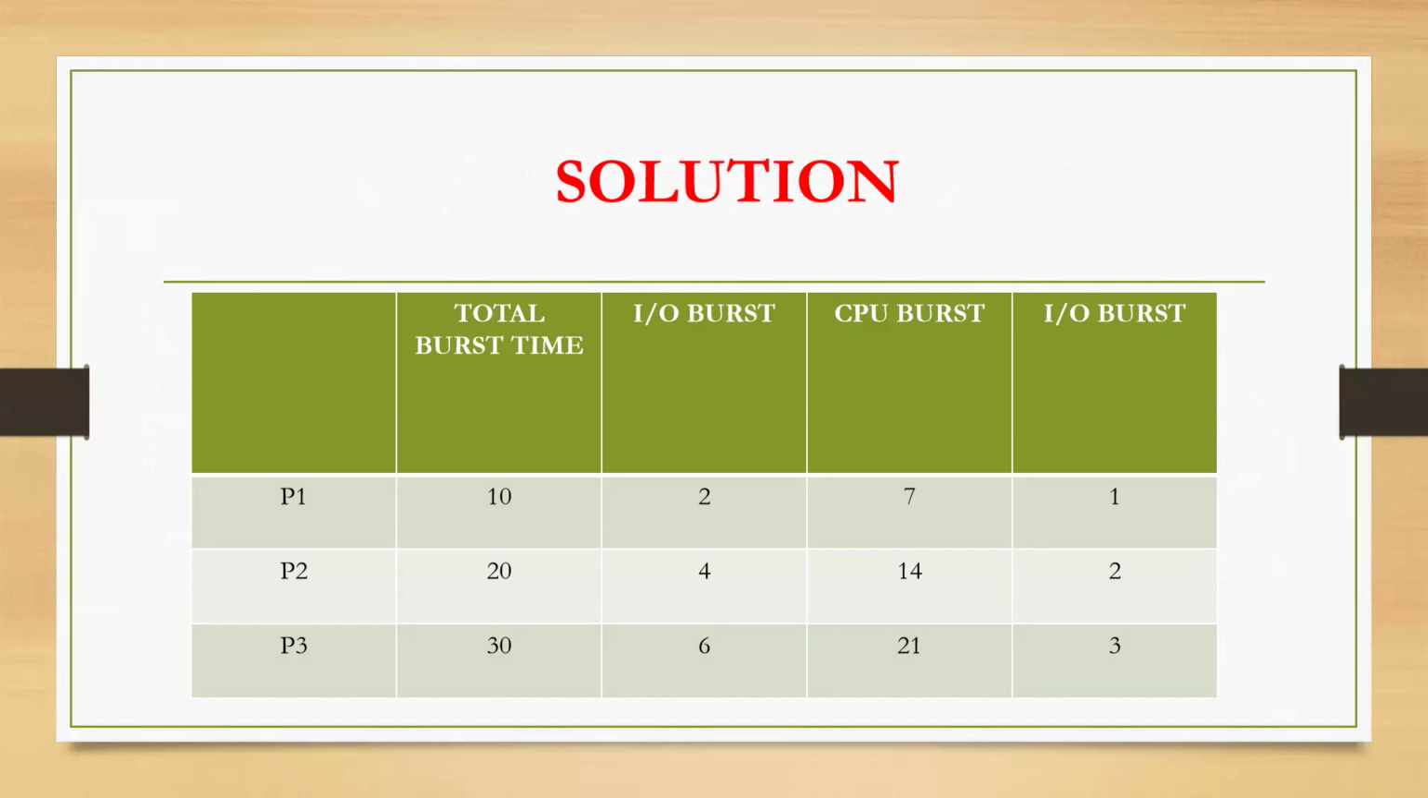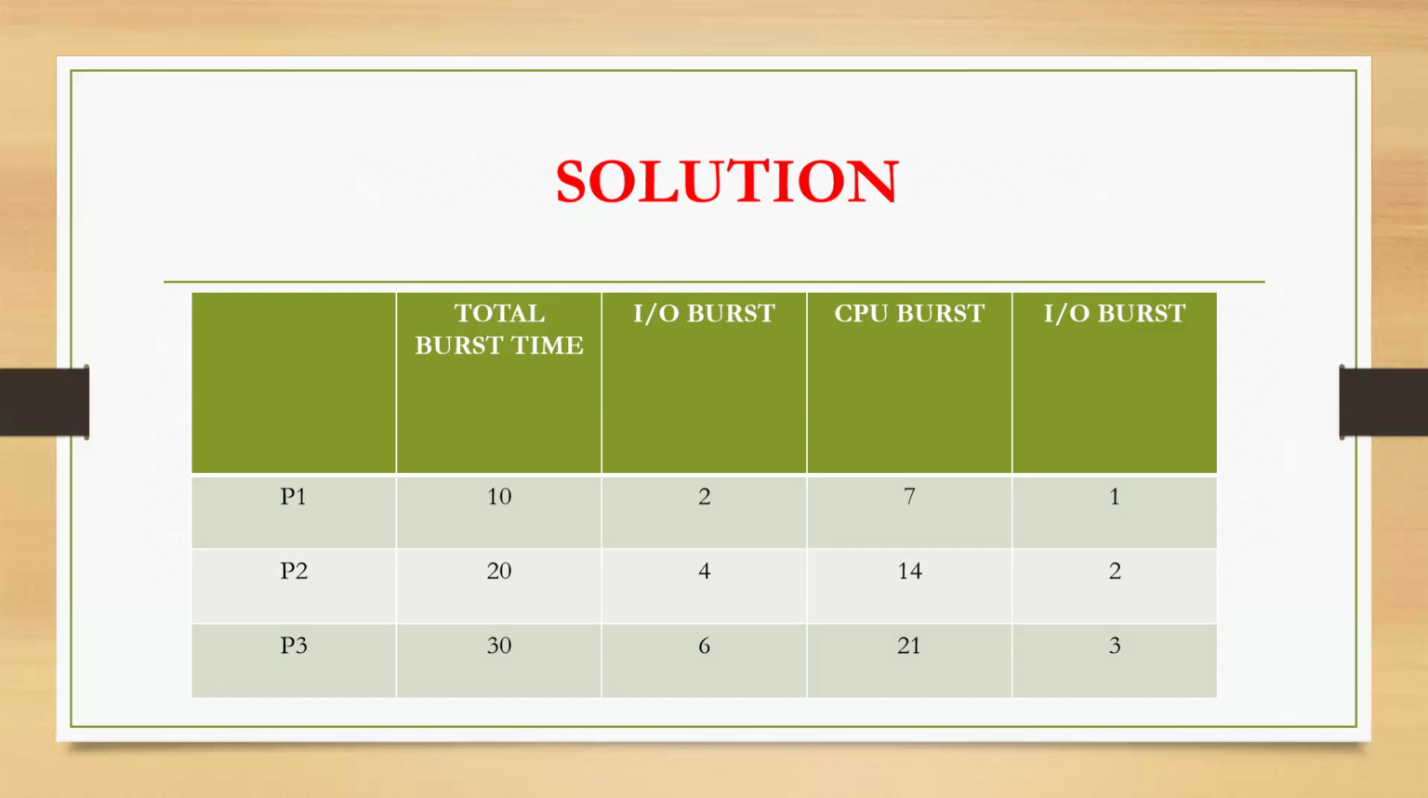So what is the execution time of P1? 10 units. What is the execution time of P2? 20 units. And what is the execution time of P3? 30 units. So this is called the total time, the total burst time or total execution time for all three processes. The second column: the first 20 percent will be allocated for IO operations. That I already mentioned in the problem.